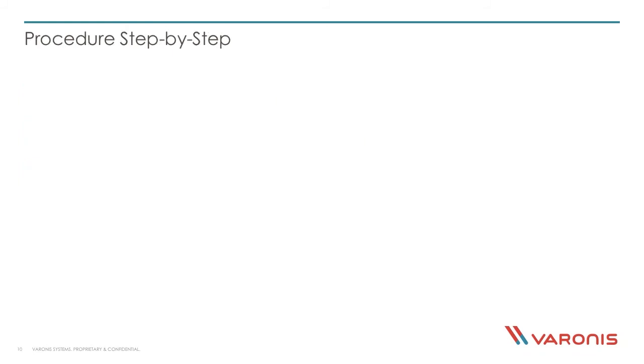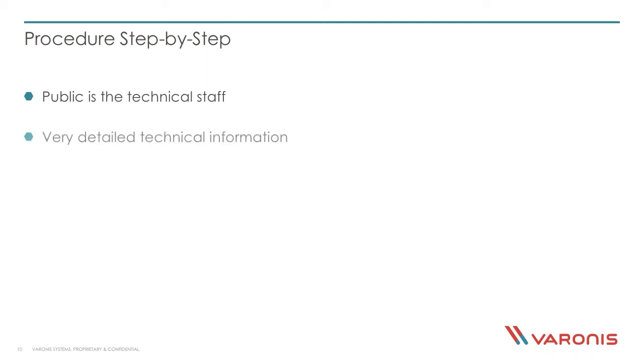Once we have the tasks, the roles and responsibilities, we can then write the most important part of the procedure, which is the step-by-step teaching how to do the tasks. One very important thing to remember is that the public of the document is the technical staff, meaning that the step-by-step should be very detailed in technical information, including explanations of the step-by-step, screenshots of how to do things, and the commands that have to be executed.